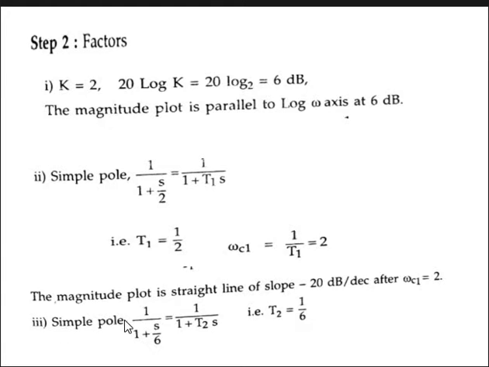So now the pole 3, 1/(1 + s/6). This can be represented in time constant format, 1/(1 + T2 s), where T2 is equal to 1/6.